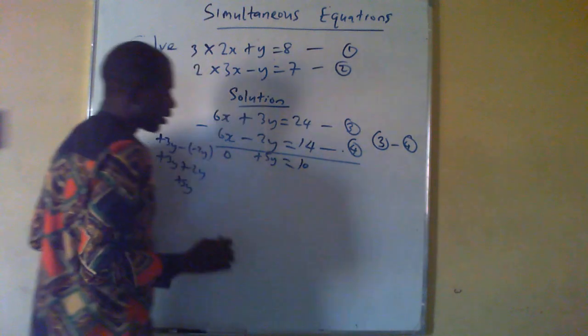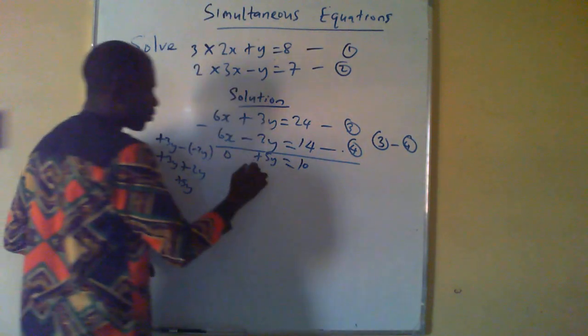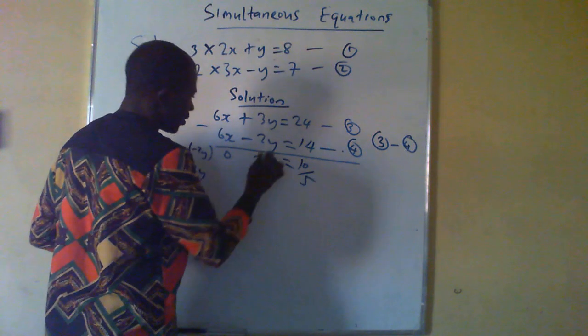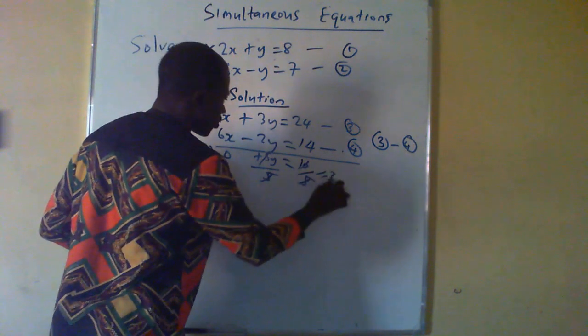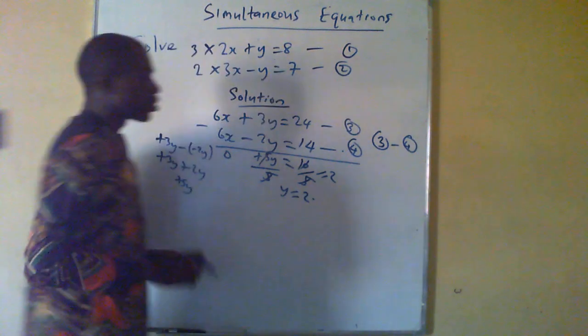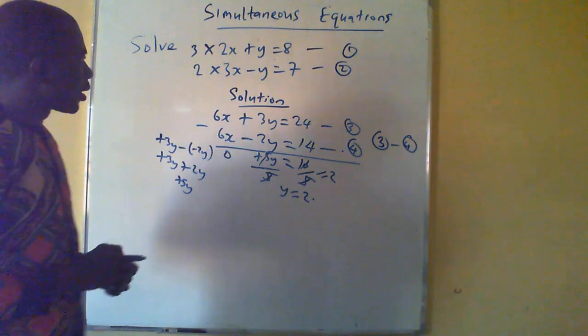That is 10. So we're looking for y. So we divide both sides by 5. This gives us 2. So y is equal to 2. So we have gotten the value for y.